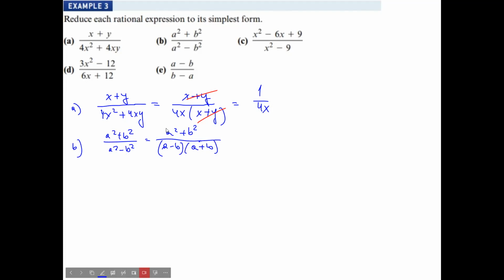So probably the simplest form would be the original form, right? Do I have a page? No, I don't. Okay. C: x squared minus 6x plus 9 over x squared minus 9.